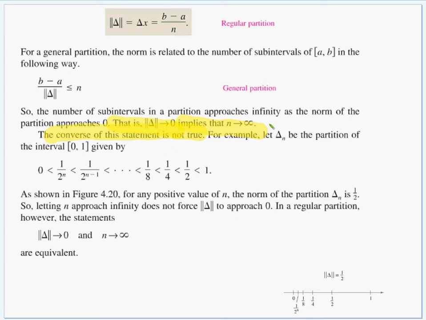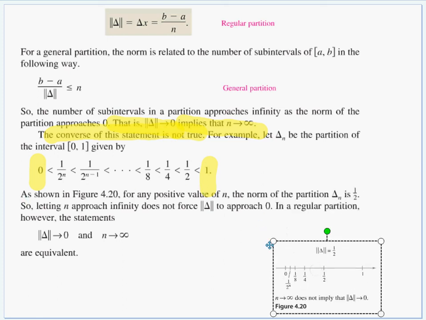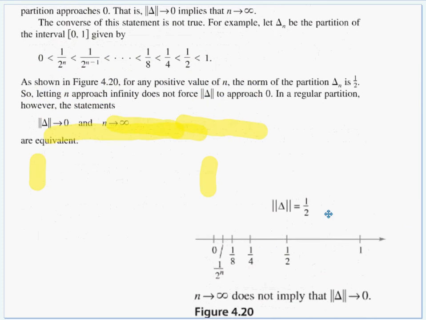For example, let delta sub n be the partition from 0 to 1 given by this. 0 on the left, 1 on the right, and over here on the left we have 1 over 2 to the nth power. Our next one would be 1 over 2 to the n minus 1 power. As we work our way along, we're going to have 1/8, 1/4, 1/2, all less than 1. And as we see down here in the picture, figure 4.20, for any positive value of n, the norm of the partition is a half.